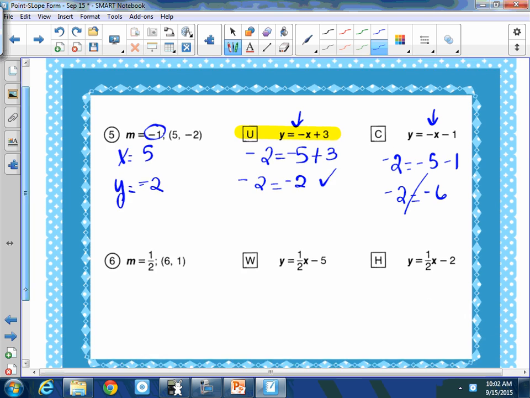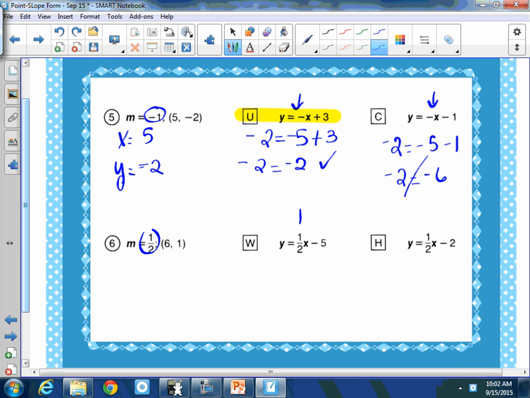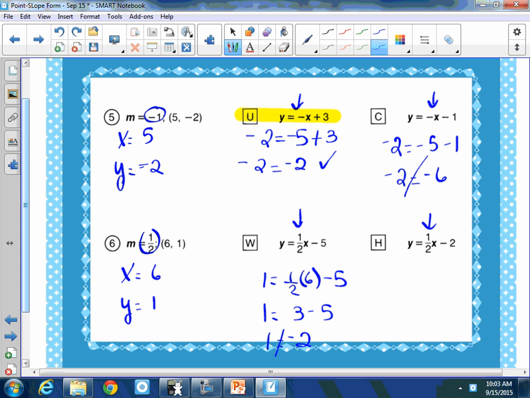All right, on the next line, I have a slope of 1/2, and that is correct for both of them. I'm looking for a line that has a slope of 1/2 and goes through the point (6, 1). So x equals 6, y equals 1, and I'm going to plug in. The y equals 1, 1/2 times the value of the x, which is 6, minus 5. Half of 6 is 3. 3 minus 5 is -2, so 1 is not equal to -2, so actually this is not the equation of the line. I'm going to go ahead and double check on the other one.